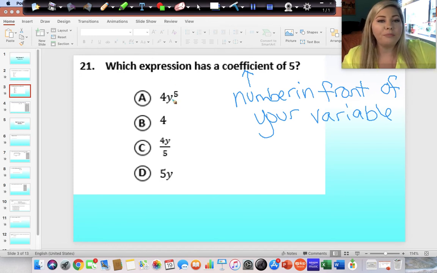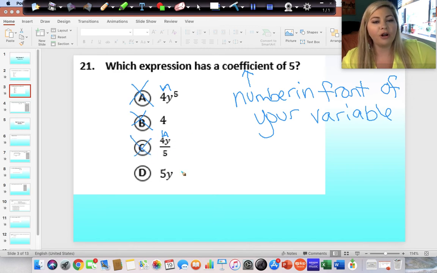So, y is our variable, but the coefficient in front of y is 4, so that's not correct. Our 5 here is actually our exponent, so that's not correct. 4 is simply a constant. A constant is just another word for a number, and that has no 5 in it whatsoever, so that's not true. C is 4 times y, so again, 4 is the coefficient in front of y, our variable, and then it's being divided by 5, so that's not going to work either. Y is our variable here, and 5 is the number written in front of it, which is our coefficient. So our answer choice here is D.